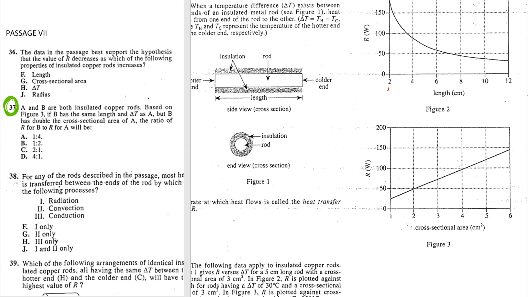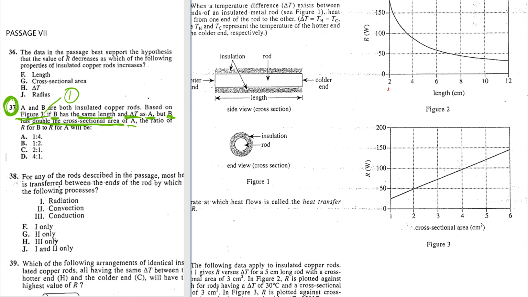Okay, we're looking at question 37. It says A and B are both insulated copper rods. Based on figure 3, so that will be step 1 as we have to find figure 3. If B has the same length and delta T, which is the change in temperature, as A, so those two things are the same between both of them, but B has double the cross-sectional area of A.